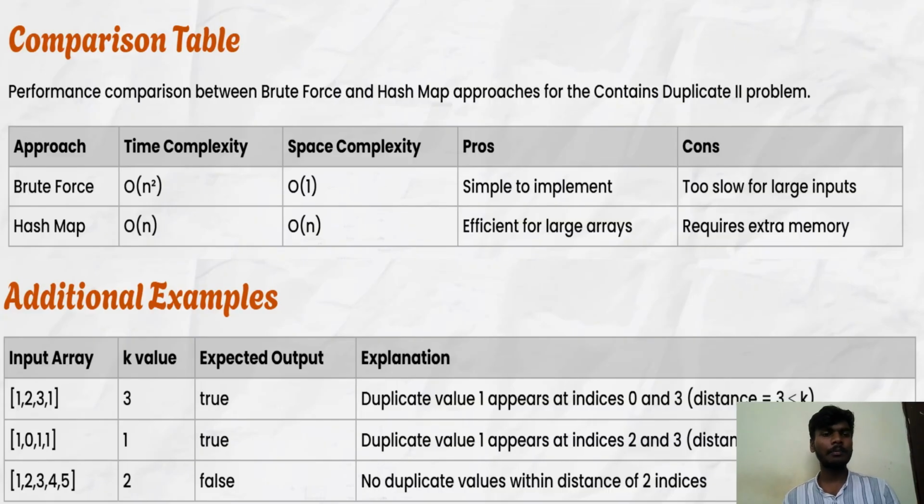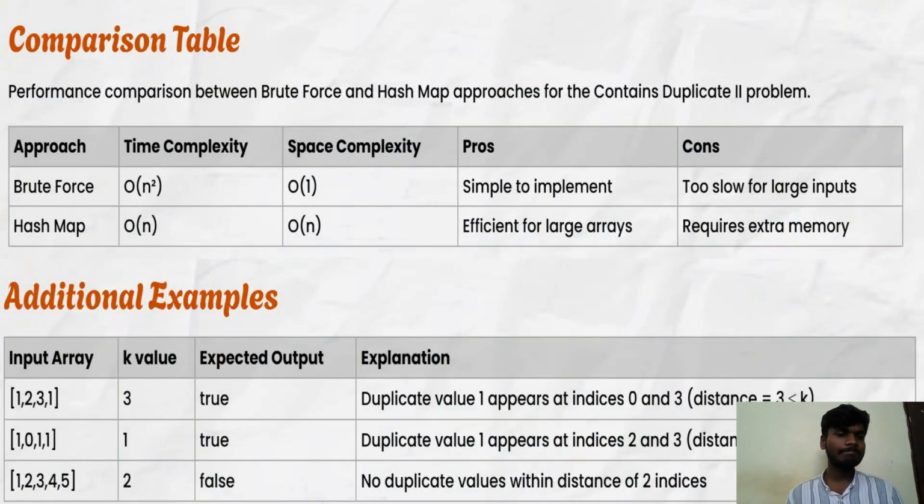So brute force is simple to implement, but with a large amount of input it becomes too slow and does not support large inputs. With hash maps, even for a large array, it is efficient to check whether duplicates exist or not, but it requires extra memory. The hash map approach, although it uses extra space, is much faster and suitable for large inputs.